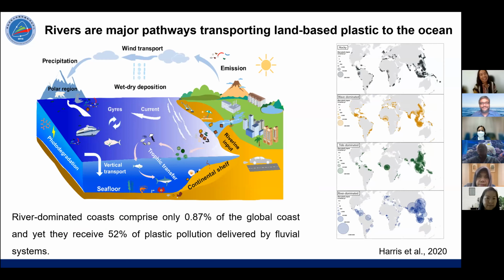With our knowledge increasing, rivers are recognized as major pathways transporting land-based plastic to the ocean. River-dominated coasts comprise only 0.87% of the global coast, and yet they receive 52% of plastic pollution delivered by river systems.